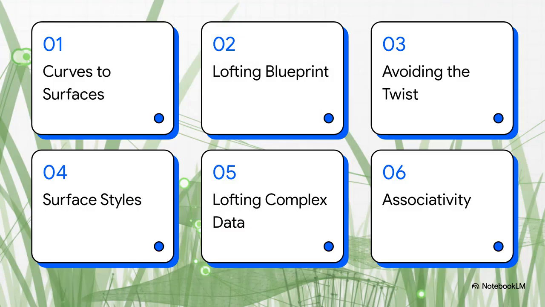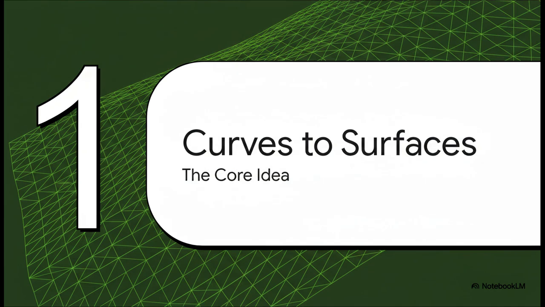So here's what we're going to cover. We'll start with the basic idea of turning curves into surfaces. Then we'll jump into the Grasshopper blueprint and tackle the most common mistake people make, that dreaded twist. After that, we'll get into styling your surfaces, handling more complex data, and finally, we'll talk about the real secret weapon, associativity.